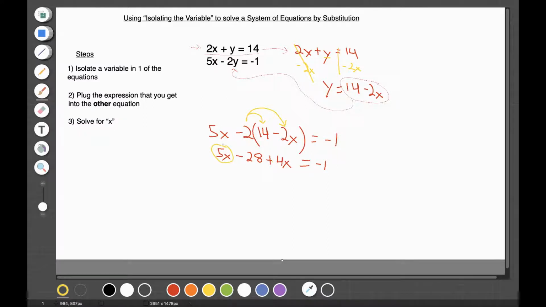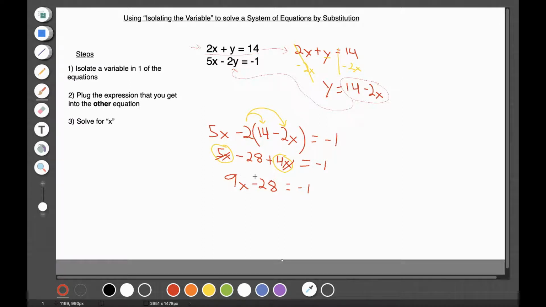Okay, so we have 5x, we have 4x. Well, what's 5x plus 4x? Well, 5x plus 4x is 9x. Okay, 9x. Those are done, so we're going to pull down everything else. There's no other like terms here. So negative 28 equals negative 1. Okay, so look, this complicated thing turned into this fairly uncomplicated thing.